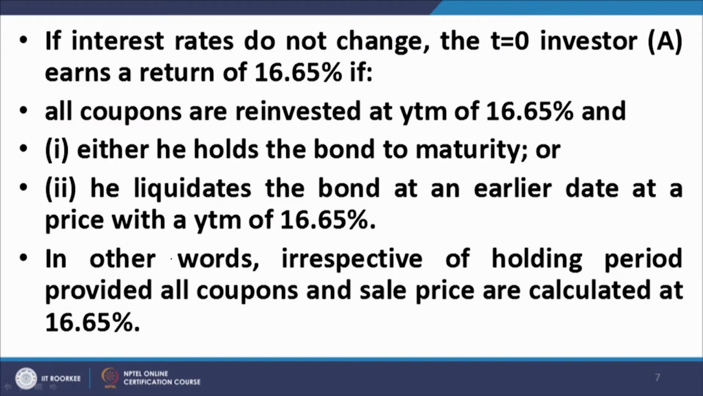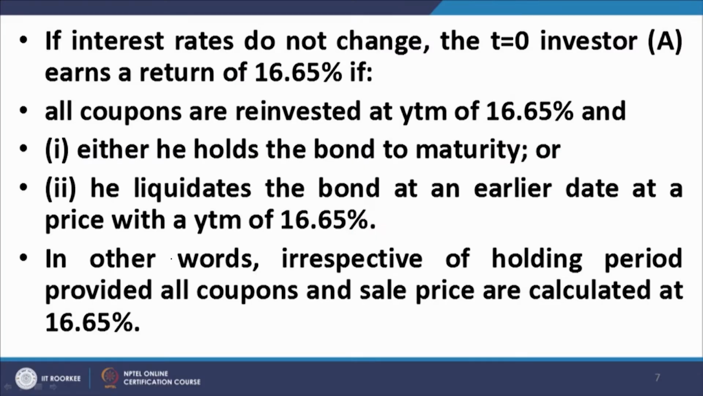If interest rates do not change, the t equal to 0 investor, that is A, earns a return of 16.65% if all the coupons are reinvested at the YTM of 16.65%, and either he holds the bond to maturity or he liquidates the bond at an earlier date, whichever it may be, but at a price which is computed with a YTM of 16.65%. Let me repeat, A will earn a return of 16.65% per annum if all the coupons are reinvested at the YTM of 16.65%, and the price at which he liquidates the bond, if he does not hold it to maturity. Of course, if he holds it to maturity, it is a different matter; he gets the redemption value.